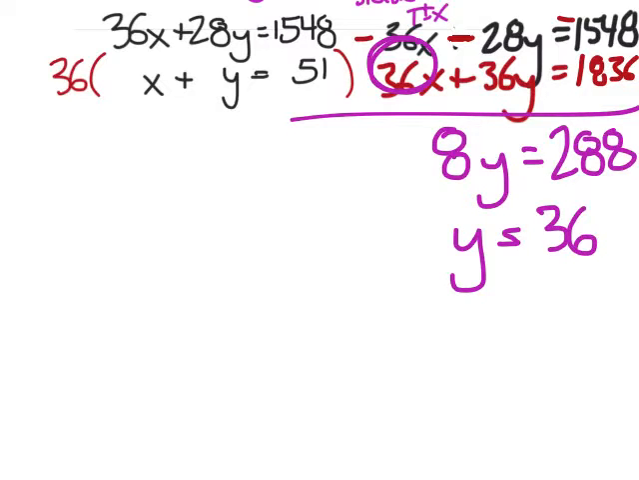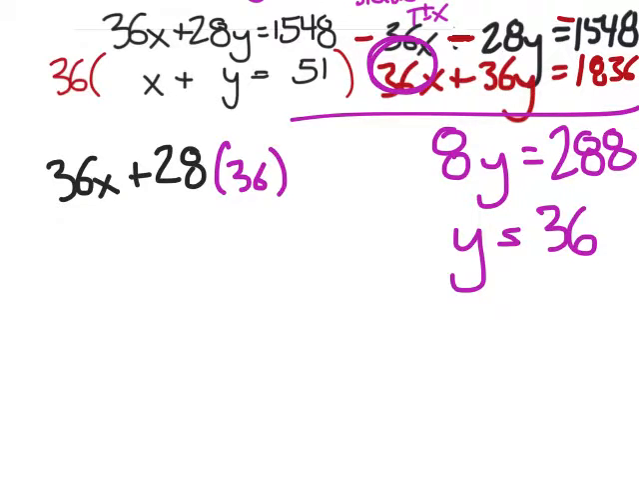So since y is 36, we could say right now that they sold 36 student tickets, but we still need to check for the x. I'm going to use the top equation to do that. I've got 36x, and I need to solve for x. I'll replace the y with 36, equals 1548. 28 times 36 is 1008.